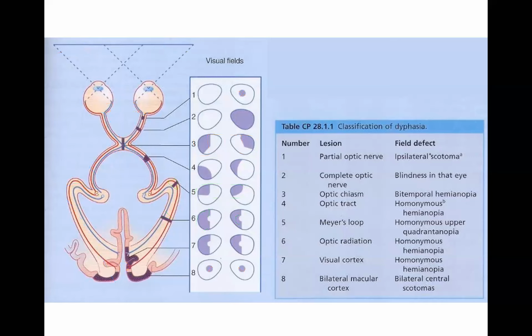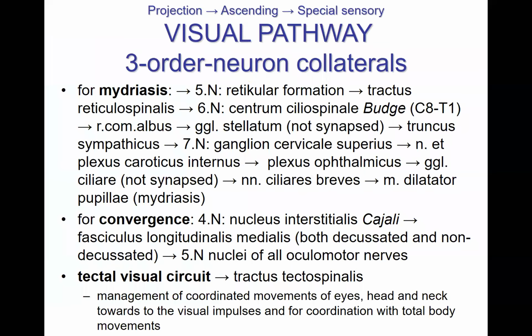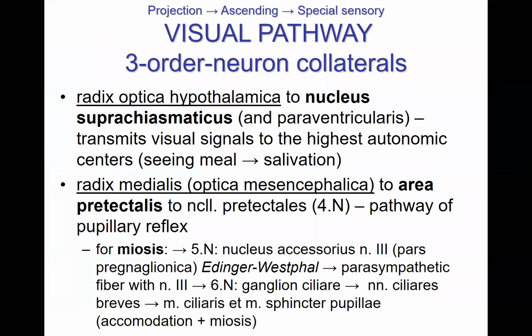Okay, that's for the problems, disorders. And then we have some visual pathways, collaterals. So from the third order neuron, directly from the retinal ganglion cells, information goes to the suprachiasmatic nucleus. And the suprachiasmatic nucleus is the center of circadian rhythm. The circadian rhythm is the rhythm of approximately 24 hours.